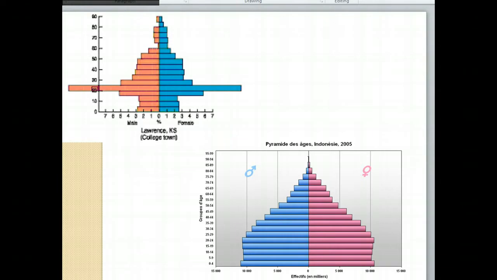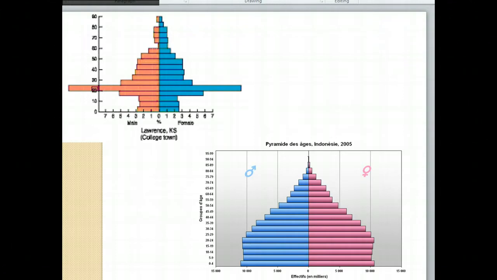This is a population pyramid, Indonesia in 2005, and what you see here is a country that's probably in stage 2 of the demographic transition model. They have a lot of children, but they also have this huge expansion of population, because in a stage 1 you would have a very steep triangle where these people are dying off.